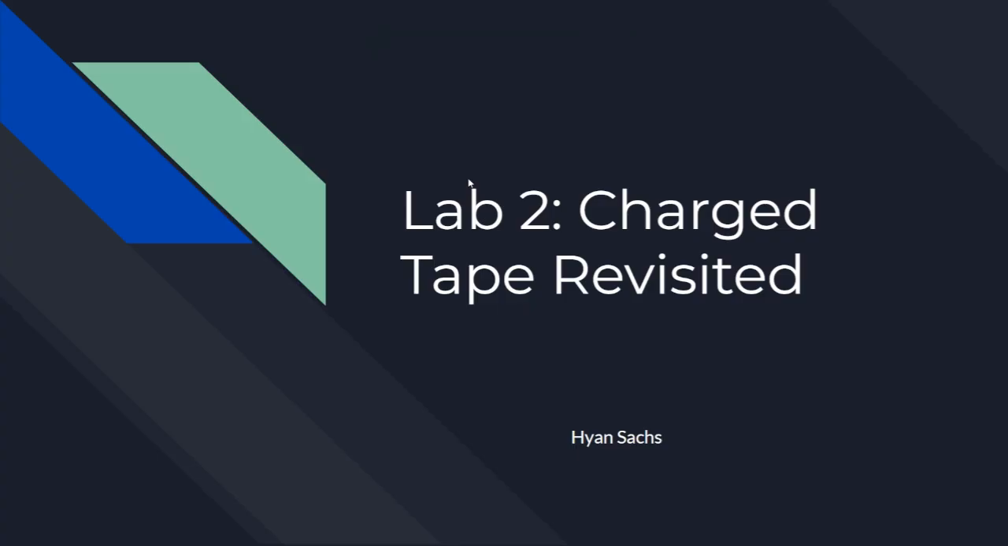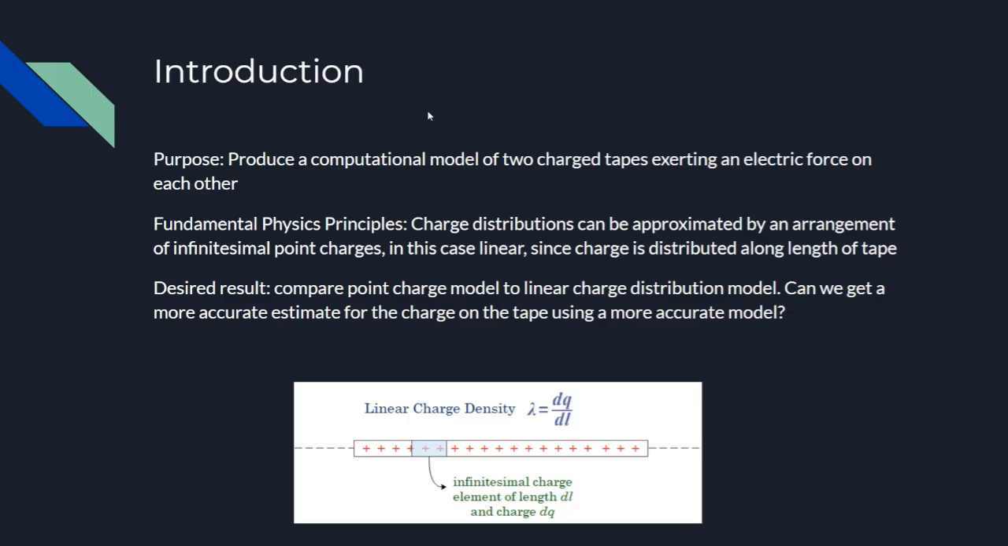This is Lab 2 for Physics 2, Charge Tape Revisited. Introduction. The purpose of this lab was to produce a computational model of two charged tapes exerting an electric force on one another. Some fundamental physics principles involved in this lab.